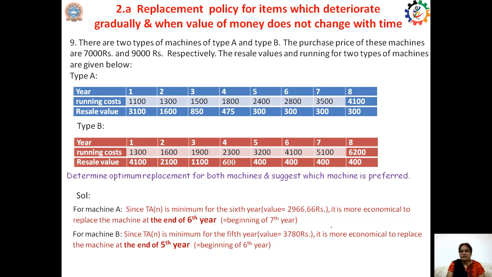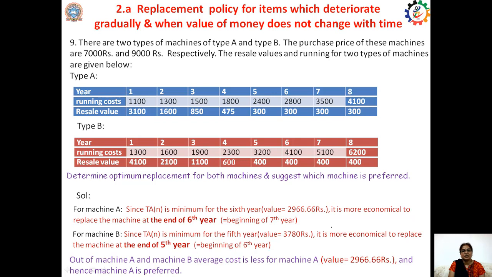Which one to select? Then you have to see the minimum value which you have picked, not the year, the minimum value, that is TA for machine A is how much, machine B is how much, which is minimum out of these? Machine A. So we will go for machine A. Out of machine A and B, average cost is less for machine A and hence machine A is preferred.